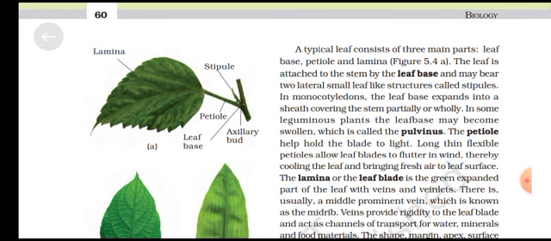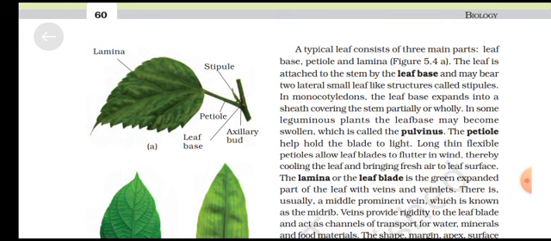The petiole helps hold the blade to light. A long, thin, flexible petiole allows the leaf blade to flutter in wind, thereby cooling off the leaf and bringing fresh air to the leaf surface. The lamina or the leaf blade is the green expanded part of the leaf with veins and veinlets.